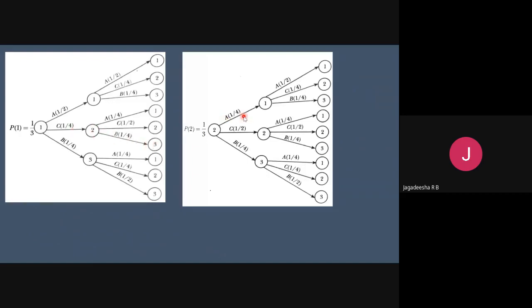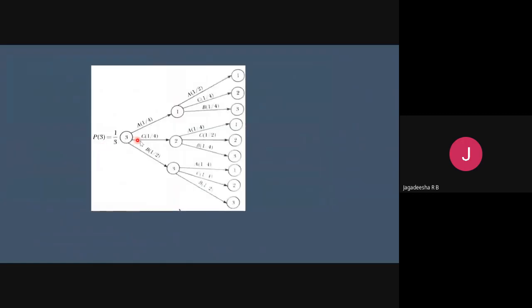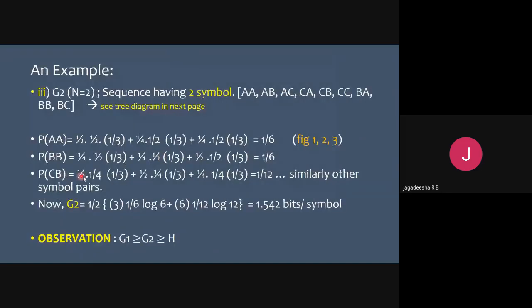Next, from here, how to generate C and B. C is here, and B is here. Similarly, from the third state, C is here and B is here. So these are the probabilities 1 by 4, 1 by 4. That's what we are going to write here to generate CB: 1 by 4, 1 by 4, 1 by 2, 1 by 4, and 1 by 4, 1 by 4 altogether. So many values you get. Okay. Finally, when you compute the probabilities for all the two-symbol combinations, AA, AB, AC, as mentioned here, there are 9 values. I have not shown all of them, but you can compute by yourself.